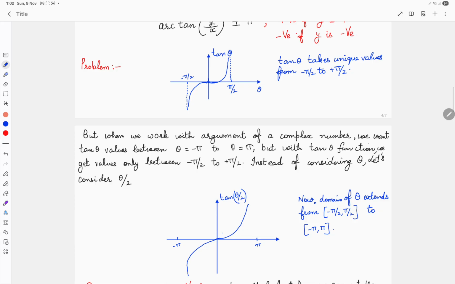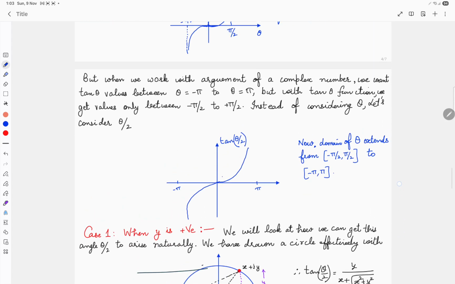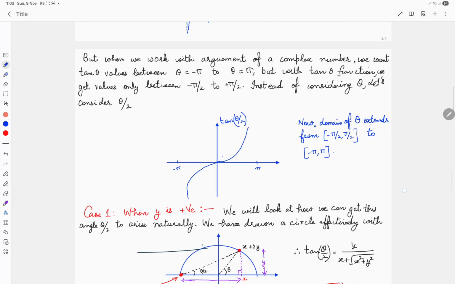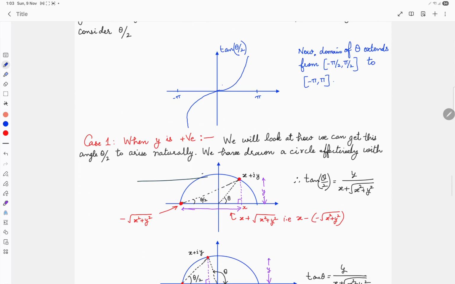Because when we are trying to find the argument of a complex number, we want values of theta between minus pi and pi. But the range of this arctan function is minus pi by 2 to pi by 2. So therefore, we have to extend this range to minus pi to pi, right? So in this case, instead of considering theta, let us consider theta by 2. We will consider an angle theta by 2 like this, as I have shown here. Let us try to understand how this will further solve the problem.